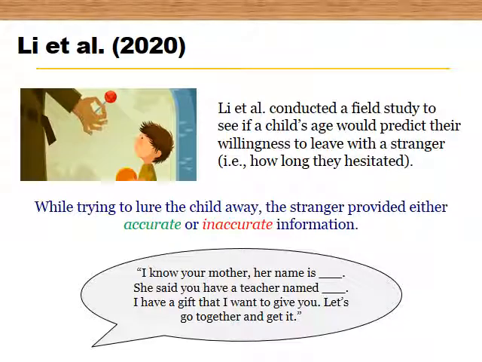Now, in some cases, they would give accurate information, meaning they actually knew the mother's name or they actually knew the teacher's name. In other cases, they would give the wrong names for the mom and the teacher. So here we have two predictors. We have the age of the child, which is of course continuous, and we also have a categorical predictor, which is whether the stranger gave accurate information or inaccurate information. We want to see how those two predictors might predict the hesitancy of the child to go with the stranger as measured by how many seconds they waited before leaving.